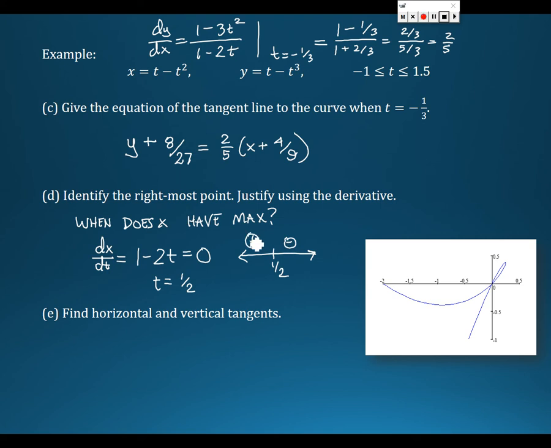That means that dx dt goes from positive to negative, so x, the x coordinate, goes from increasing to decreasing. That is, up until 1/2 on the timeline, the x value is getting bigger, and then after that, the x value is getting smaller. We're thinking horizontally here, right? So we didn't actually identify the rightmost point, though, did we? What do we still need to do?